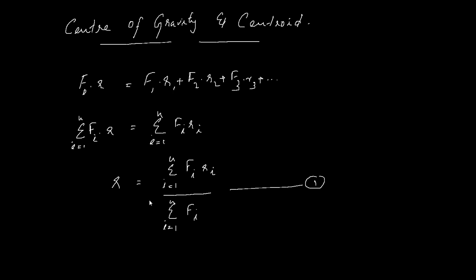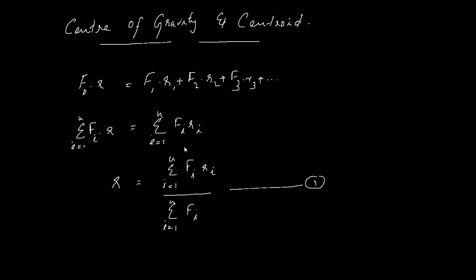Just to remind you, the principle of moment states the moment of a force about any point will be equal to the sum of the moment of the component force about the same point. So if you have F1, F2, F3, etc. up to Fn forces, then the sum of moments of these forces about a point will be equal to the moment of the resultant force about the same point. So what we are finding out here is the distance of the resultant force from a point. So this resultant force is the sum of all these forces.